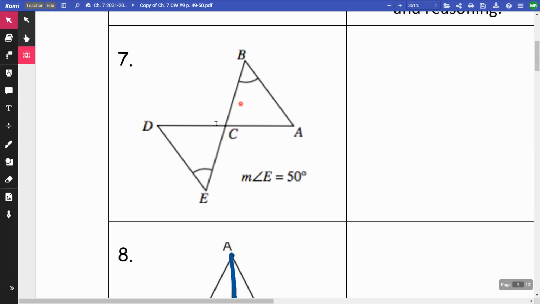congruent. We also know that these two angles here are congruent because these are vertical angles. Now I cannot call this angle C either side because there's two angles here that we're dealing with. So I'm going to call this DCE or ECD. That's going to be this one here. This one here, I'm either going to call BCA or ACB.